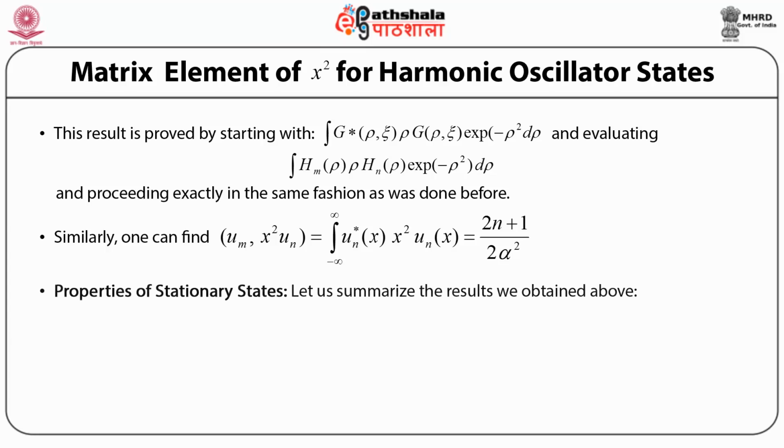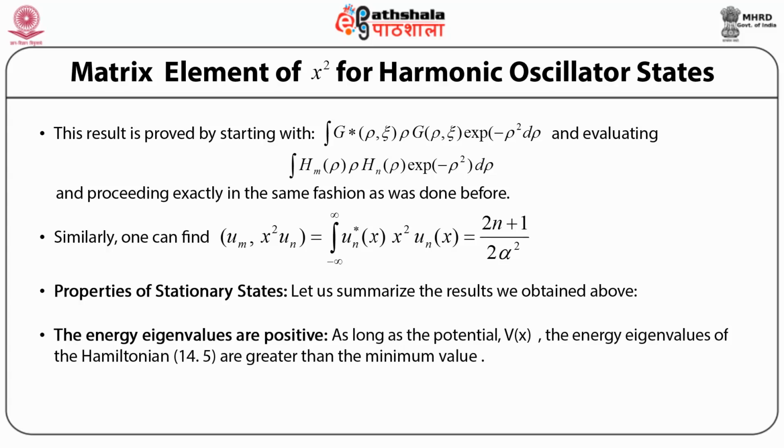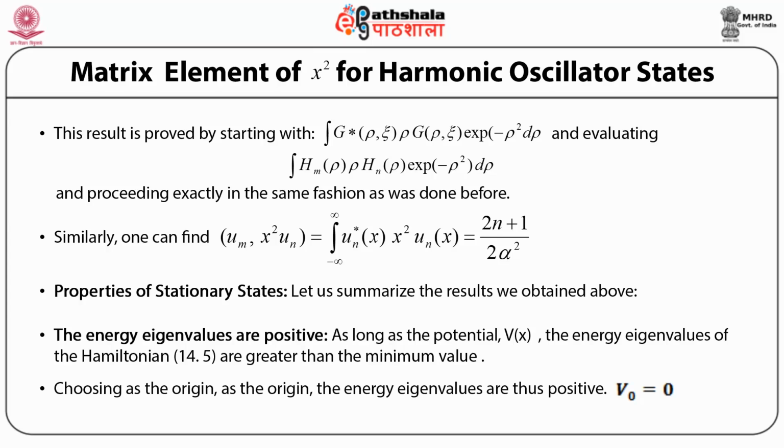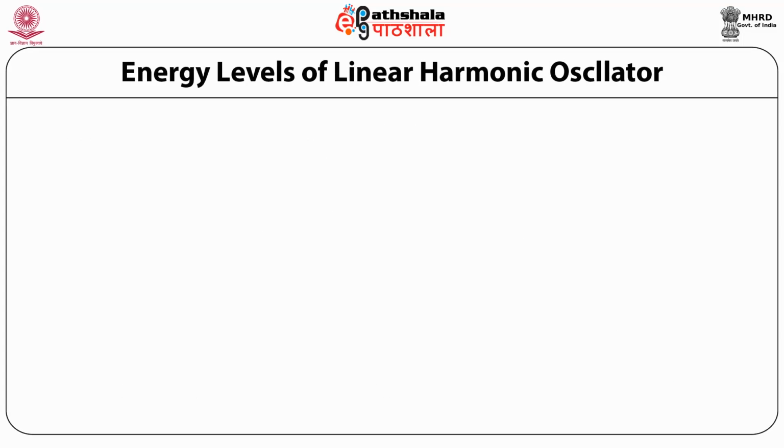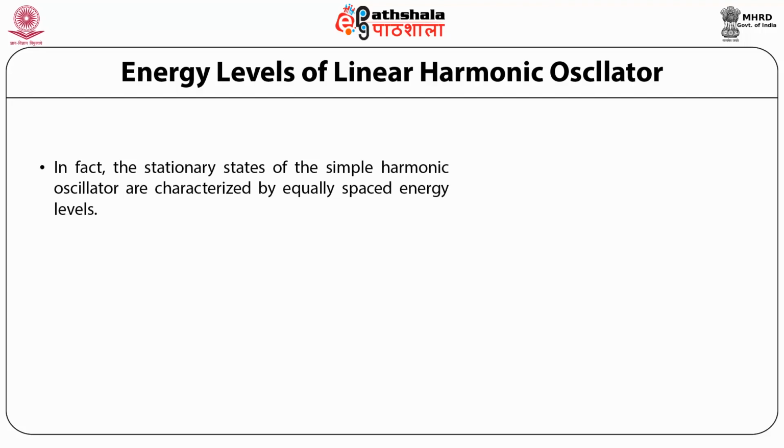Next, we discuss the properties of stationary states. Let us summarize the results we have obtained above. First, the energy eigenvalues are positive. As long as the potential V of x, the energy eigenvalues of the Hamiltonian given by equation 5 are greater than the minimum value. Choosing as the origin V0 equal to 0, the energy eigenvalues are thus positive. In fact, the stationary states of the simple harmonic oscillator are characterized by equally spaced energy levels.